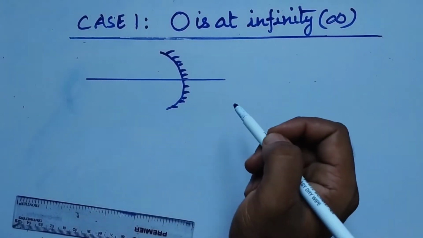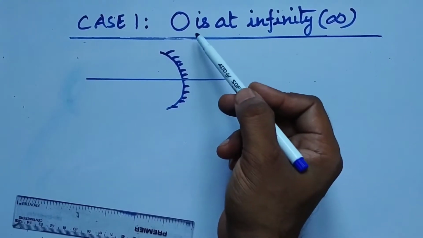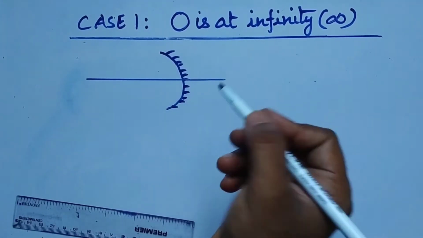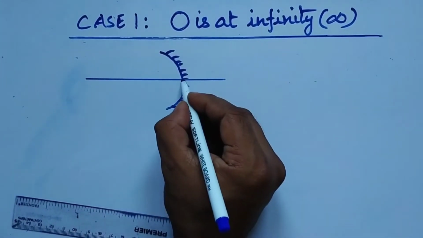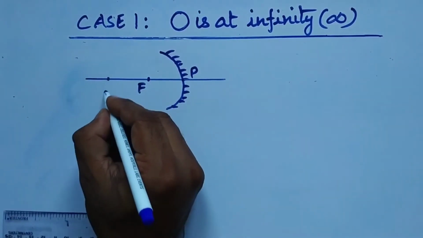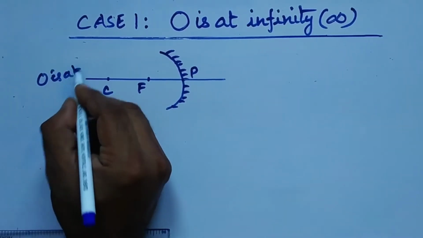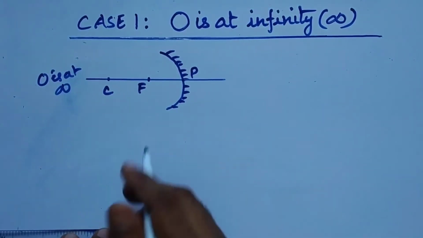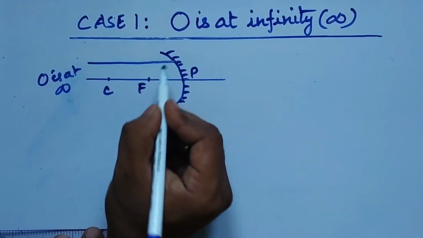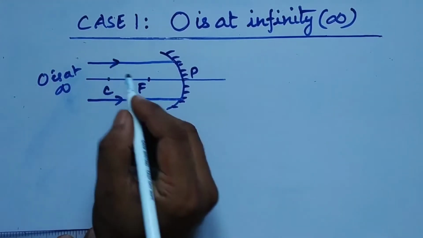Now let us discuss the ray diagram corresponding to the object that is placed at infinity corresponding to concave mirror. So this is concave mirror, this is principal axis, this is pole, this is focus, this is center of curvature, and object is at infinity. And when the object is at infinity, we say that the rays will be parallel to each other.